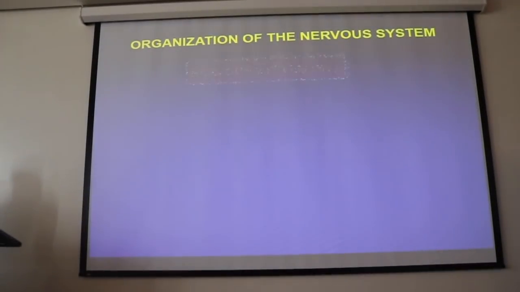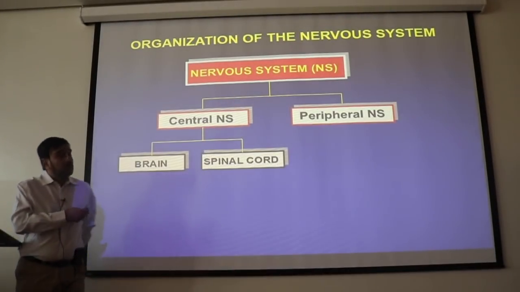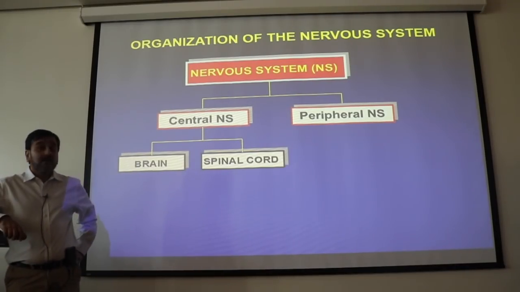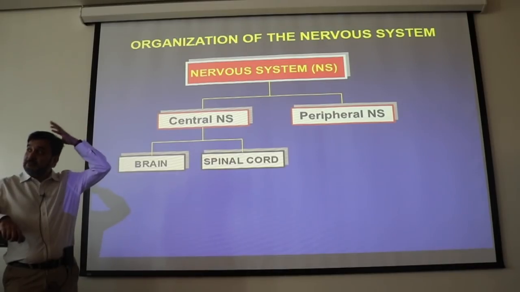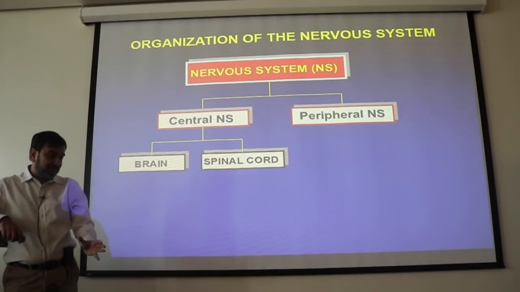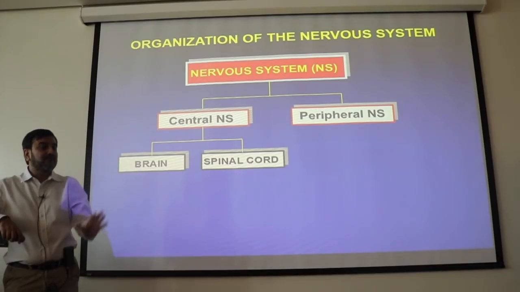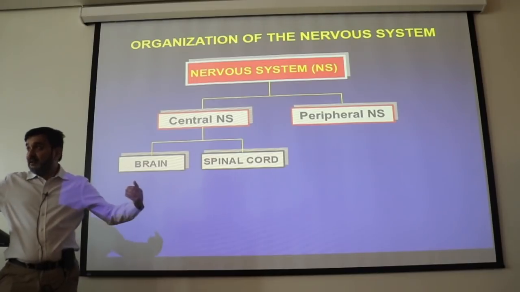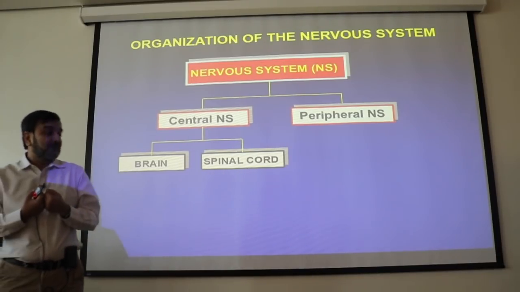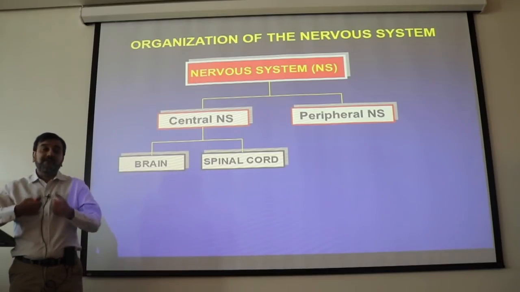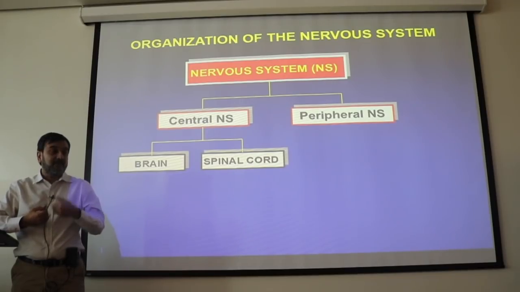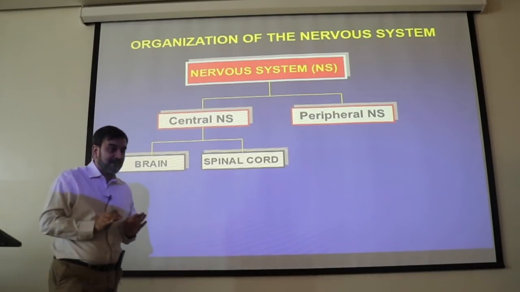So as we know, the nervous system is divided into two parts. One is the central nervous system and the other is the peripheral nervous system. The central nervous system includes the brain and the spinal cord. Okay? So the brain and the spinal cord constitute the central nervous system. The nerves which are coming out give rise to the peripheral nervous system. The nerves coming out from the spinal cord are the spinal nerves. The ones which come out from the brainstem are called the cranial nerves.